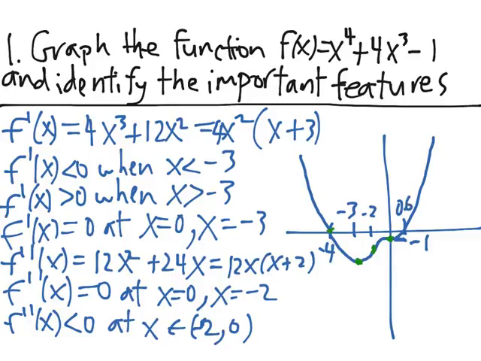And finally, the only thing we haven't checked for yet is horizontal asymptotes. But since the function goes off to infinity at both x going to minus infinity and x going to infinity, there are no horizontal asymptotes. So this is our graph.